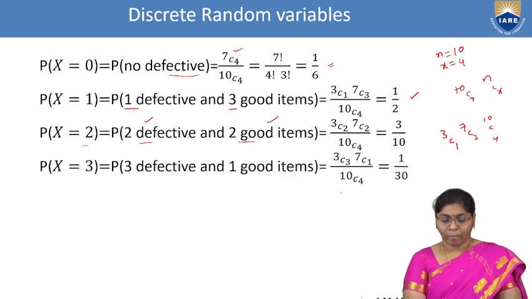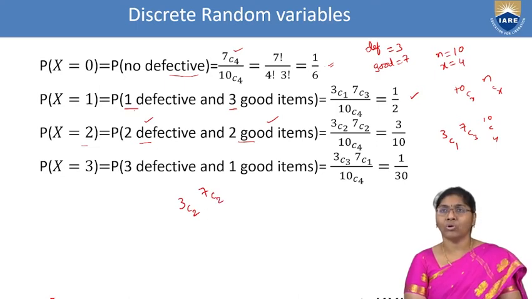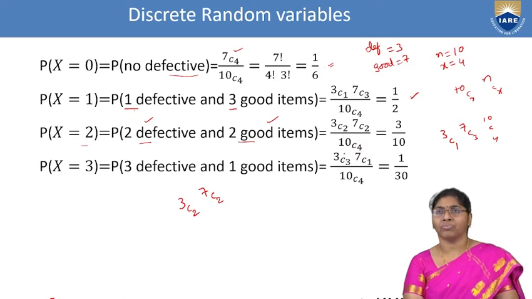That means here, 3C3. Defective items are 3. Good items are 7. Out of 3 defective items, we are selecting 2, and out of 7 good items, we are selecting 2. So it is 3C2 into 7C2 divided by the total observations.